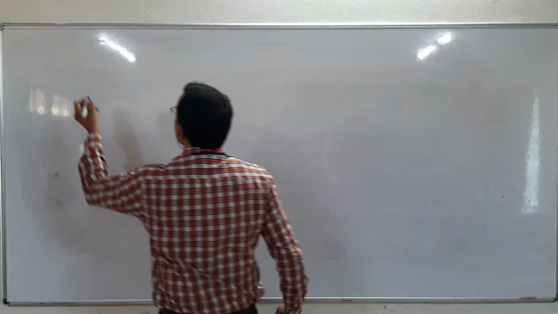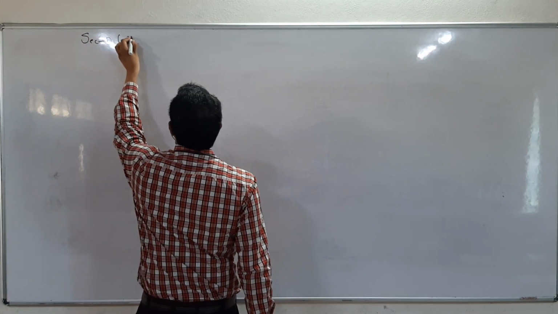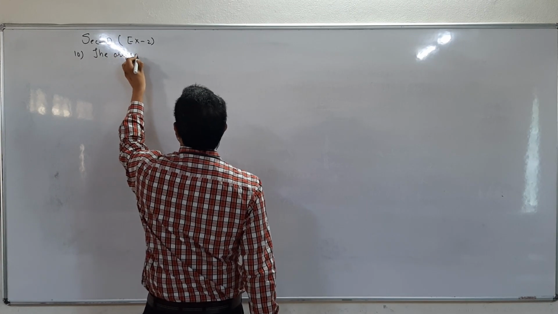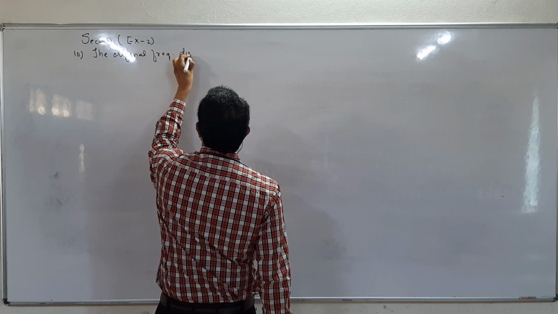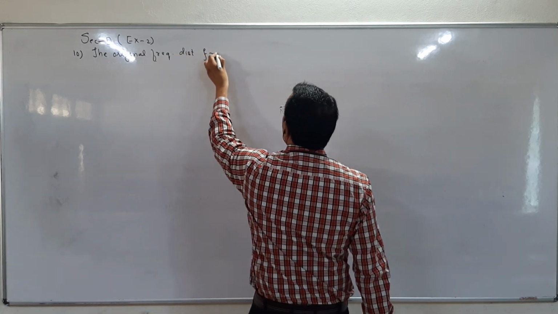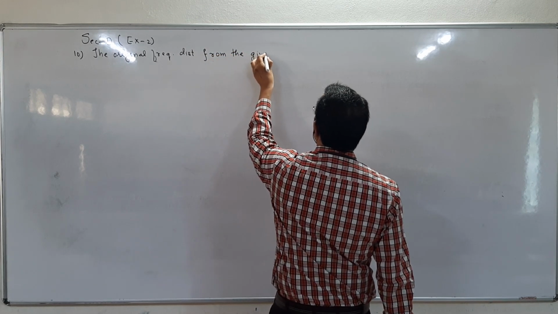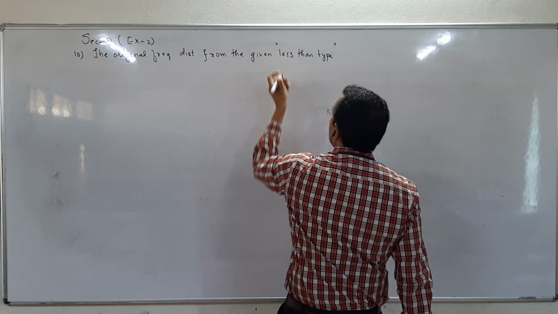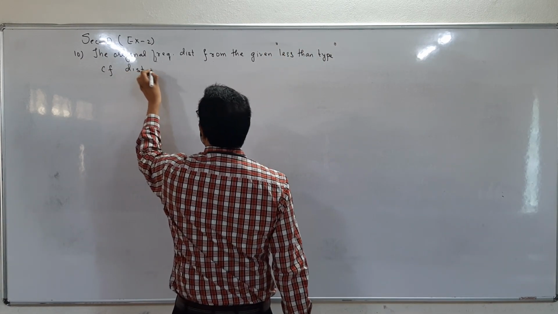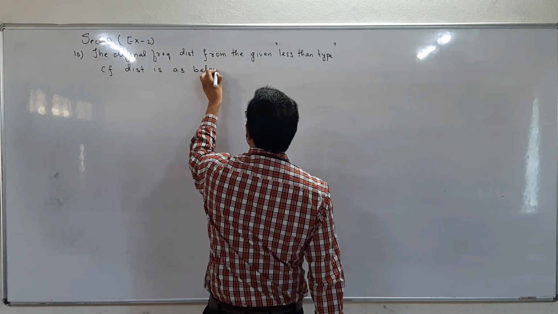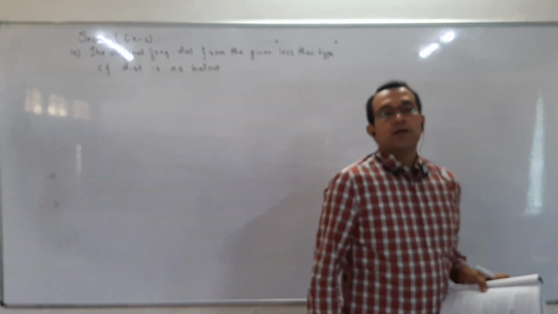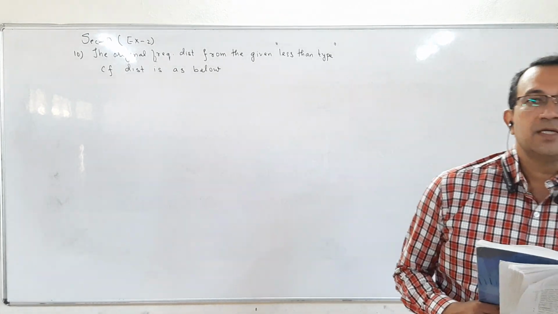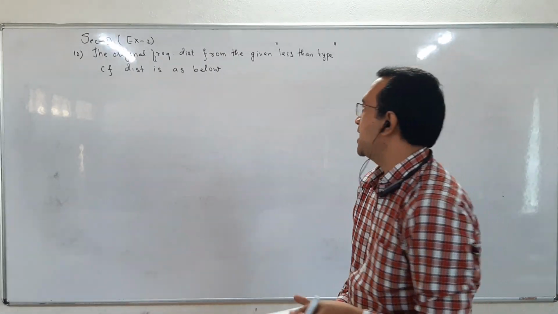So I am writing section D, exercise 2, sum number 10, the original frequency distribution from the given less than type cumulative frequency distribution is as below. Now, all of you concentrate students. The original frequency distribution from the given less than type cumulative frequency distribution is as below.